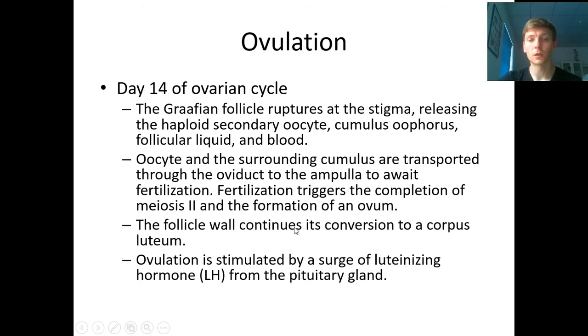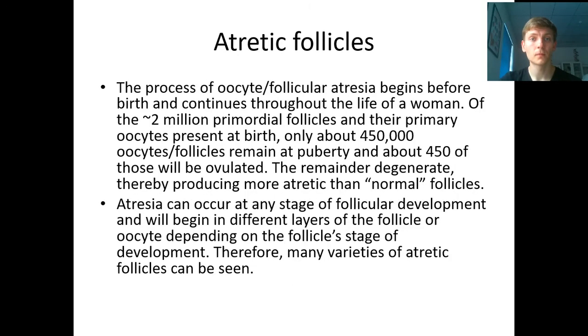The follicle wall continues its conversion to corpus luteum, as I said, under the influence of LH. Ovulation is stimulated by a surge of luteinizing hormone. So you see, ovulation itself is determined by luteinizing hormone, and the conversion of these follicles into the corpus luteum is also controlled by luteinizing hormone. We briefly discussed in the endocrine system that luteinizing hormone is produced by the anterior portion of the pituitary gland.